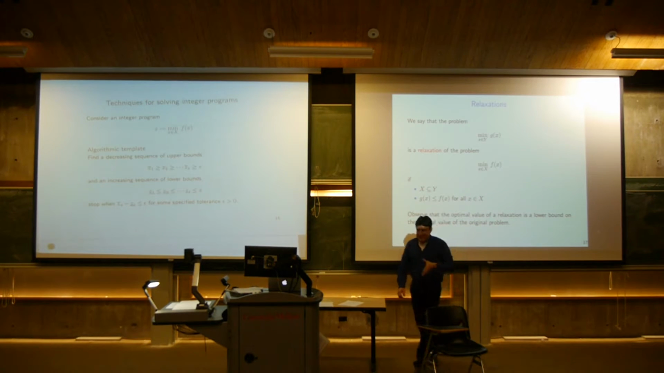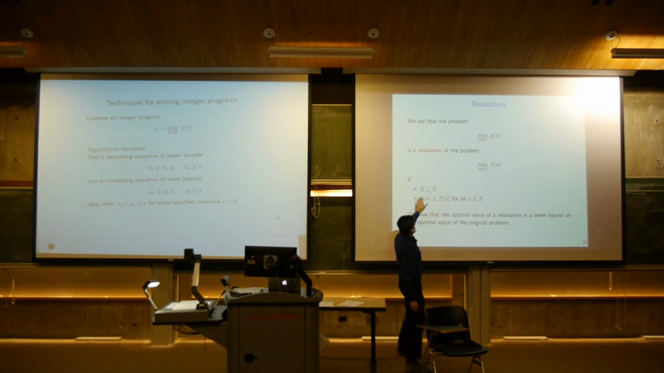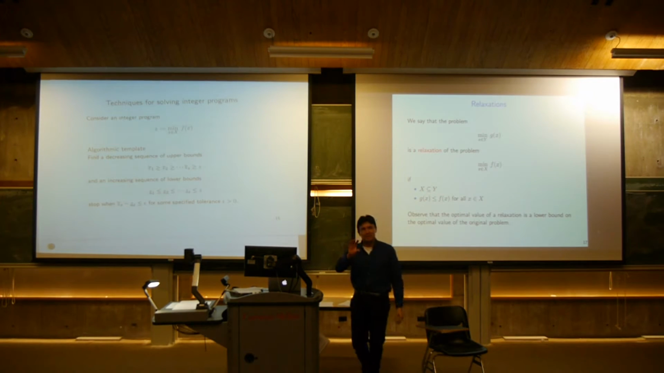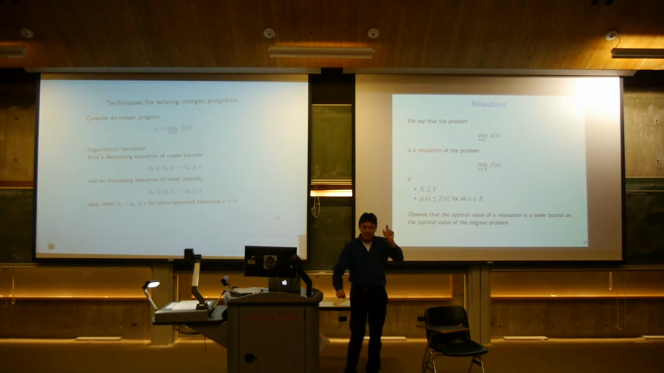So what is a relaxation of that problem? A relaxation is a different problem with the following two important characteristics. Number one, the constraint set of the relaxed problem is bigger. Every feasible point for the original problem has to be included in the relaxed problem. So the constraint set is relaxed in that regard. It's less constrained. But in addition to that, the objective function need not be identical.